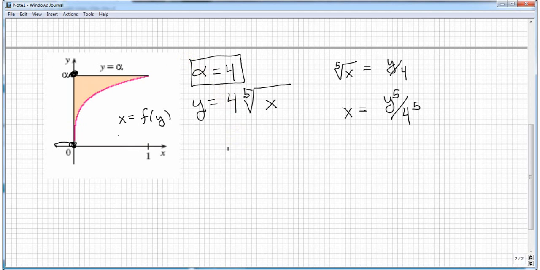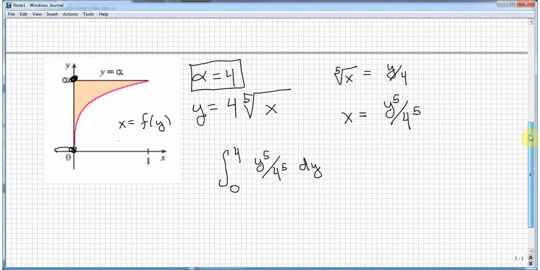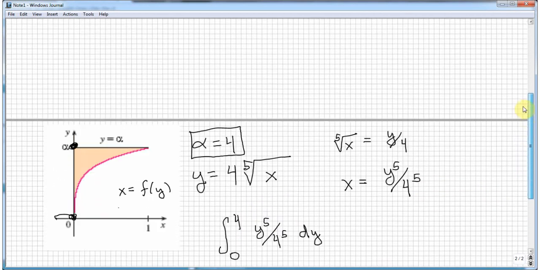So one way to do this problem is to integrate from 0 to 4 of y to the fifth over 4 to the fifth dy. Okay, and you should be able to do this, so maybe I should just stop here, huh? So now y is the variable. If you do this, you'll get the right answer. And so there's another way to do it.